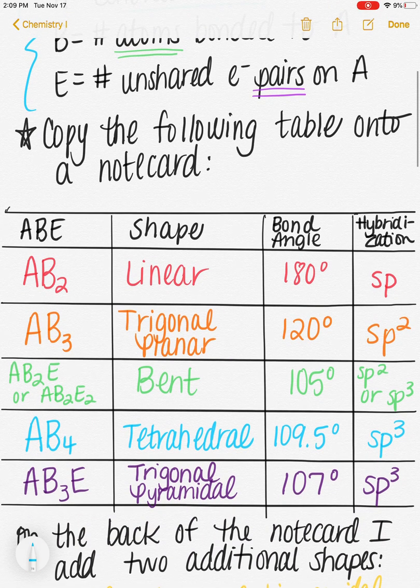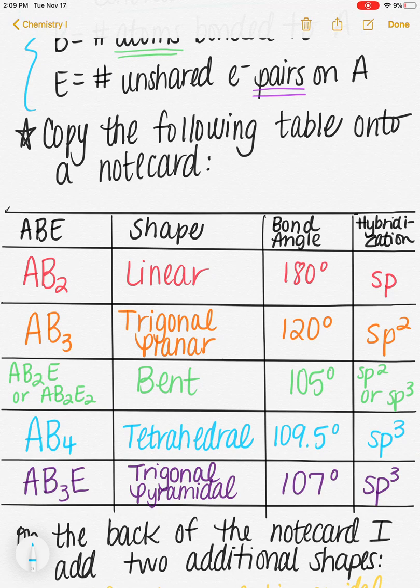So those of you that are on remote learning, I would highly encourage you to pause the video and copy this table onto a note card right now. So you're going to have 4 columns and 6 rows. The first column is going to be for ABE notation. The second is for the shape that's associated with that, then bond angle and hybridization.